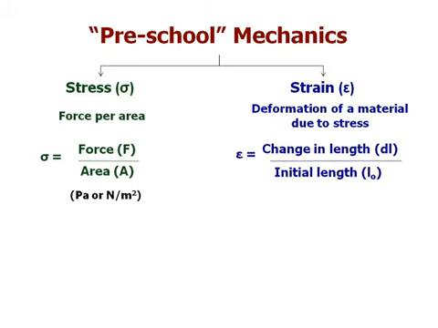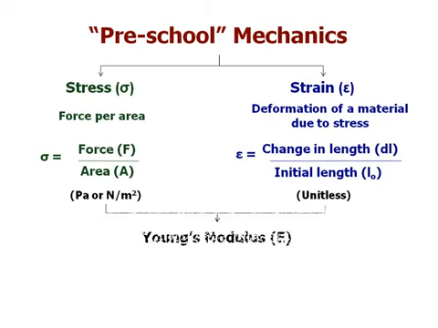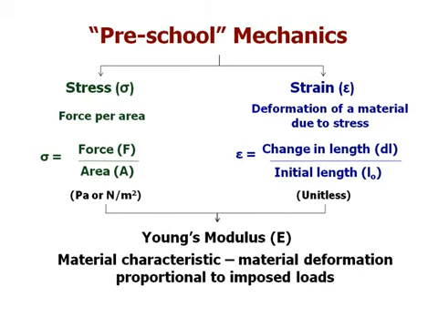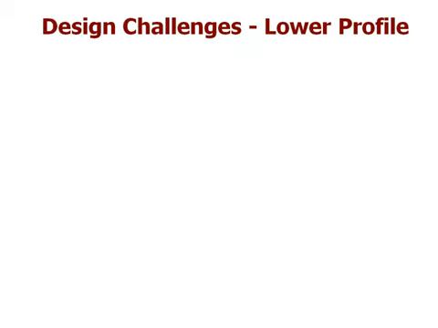But the definition of strain is a change in material length over the initial length of the material. And this strain is unitless, and there's a relationship between stress and strain, which is called Young's modulus. And Young's modulus is a characteristic of a material, and it's the material deformation that is proportional to the imposed loads. Each material has a Young's modulus, and it's described by the stress over the strain.